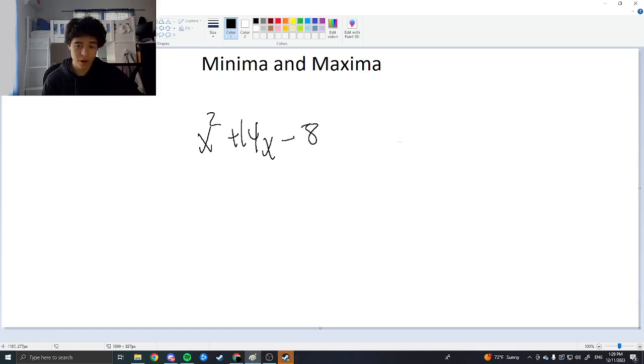This function is a parabola, so it's going to have a minimum point at the bottom, and that's going to be it, right? It's not going to have a max because it goes on forever, and there's no interval. So how do we find that? First, we should find the critical point, because this is going to be a critical point. It's going to be flat right here.